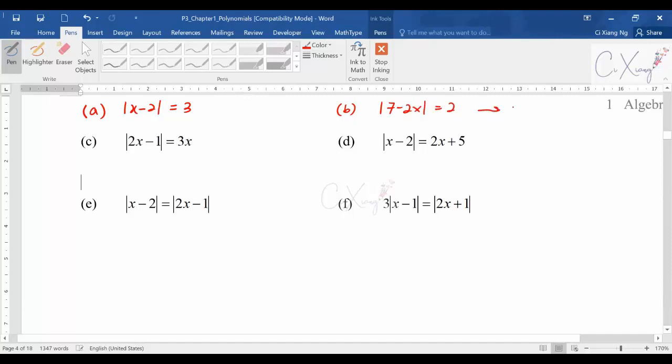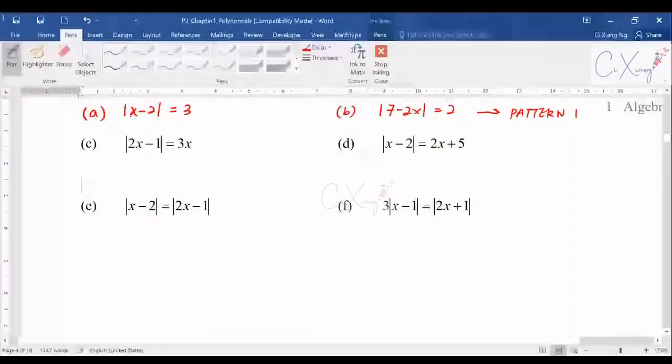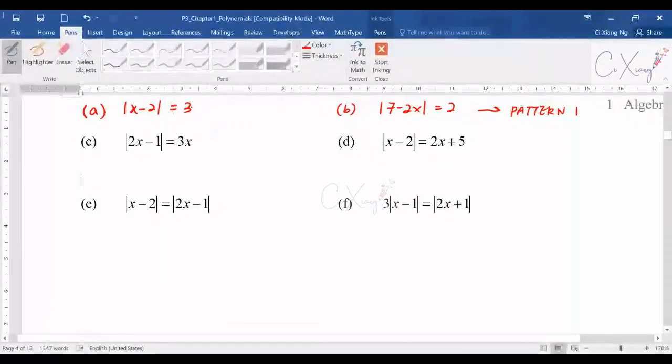So this one I usually call pattern number 1. Pattern number 1 is where you have a modulus function on one side, and the other side of the equation is a number. For pattern number 1, we use the non-modulus form to solve it. To me, that is the easiest method.